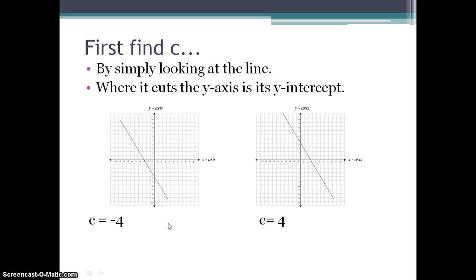And now we can simply plug this value into our standard formula in place of c. So the first graph will have y equals mx - 4, because it cut the y-axis at -4. In the second graph, we have y equals mx + 4 because it cuts the y-axis at positive 4. So we've got c. The last thing we need to find is m.